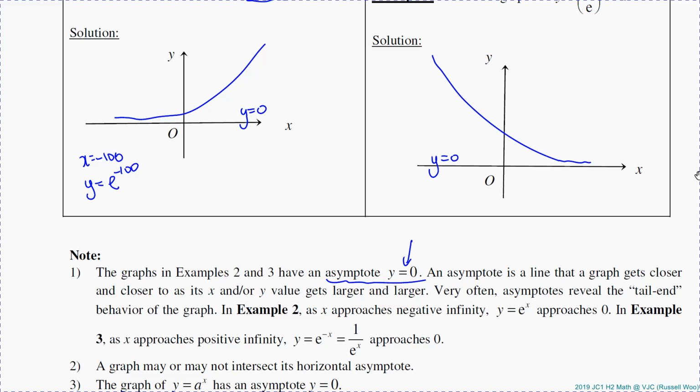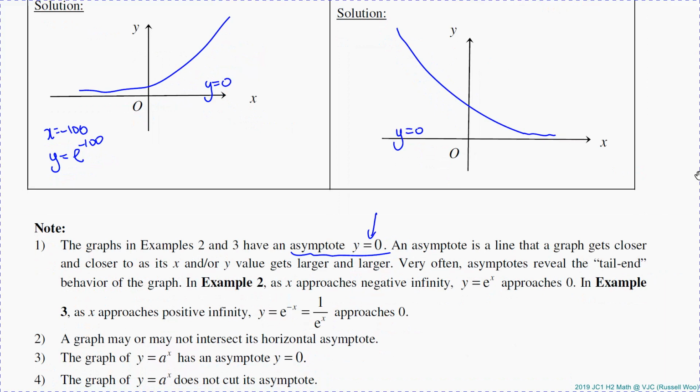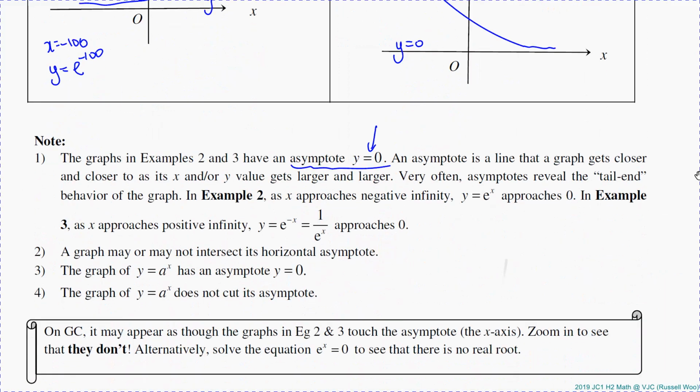Why? Because if you sub x equals to minus 100, you will get e to the power of minus 100, very close to 0, but not 0. Even if you sub negative 1000, you will get e to the power of negative 1000, very close to 0, but never 0. So no matter what value you sub here, you will never touch 0. But it gets very, very close to 0. That's what we mean by asymptote. So this one, the asymptote, is also y equals to 0. The rest, I don't think I need to say more.